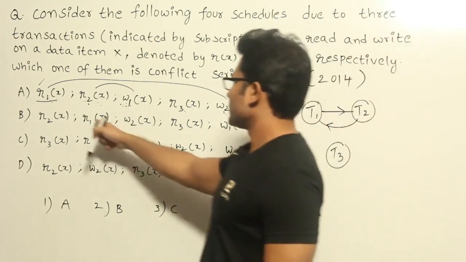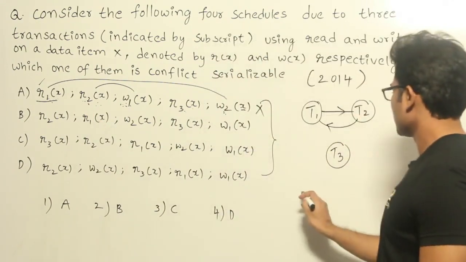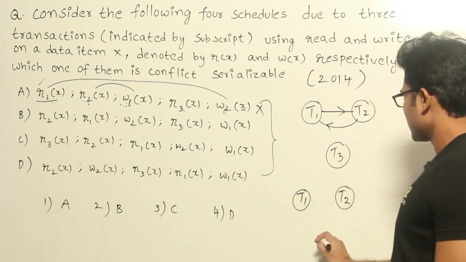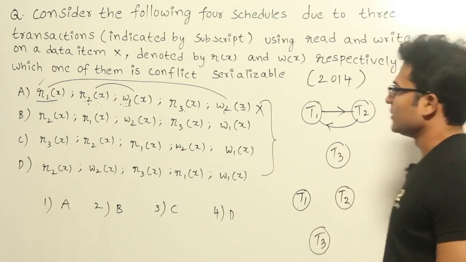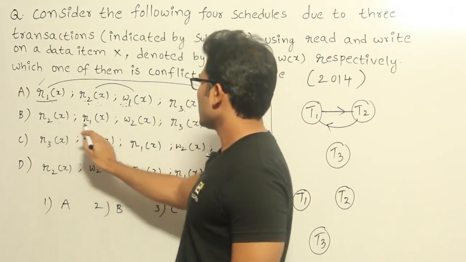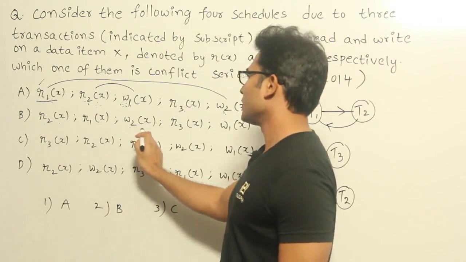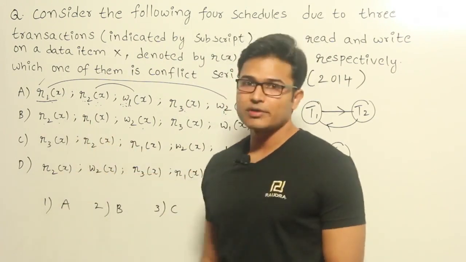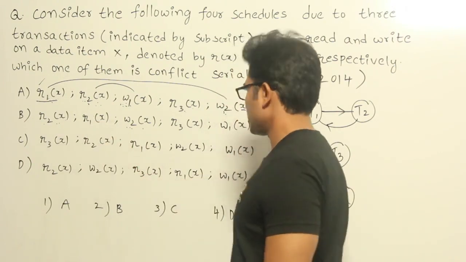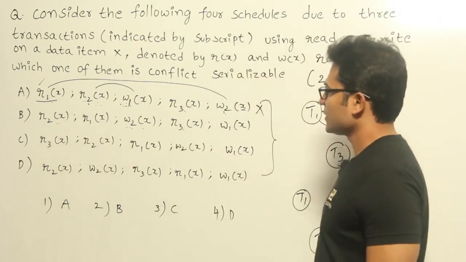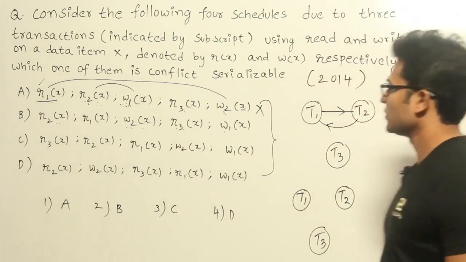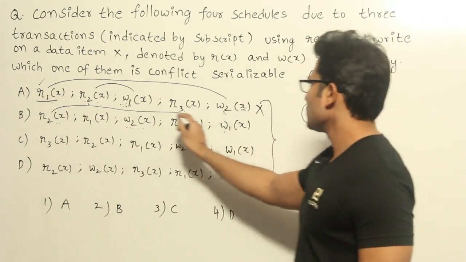Okay, now let's look at the second schedule. T1, T2, T3. Now if you observe, this one is R2 of X and here it is W2 of X. See, these 2 are not conflicting because they are from the second transaction only. And this is from the third transaction but it is a read, and this is from the first transaction which is a write. So therefore these 2 are definitely conflicting.